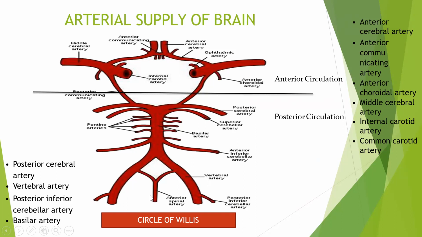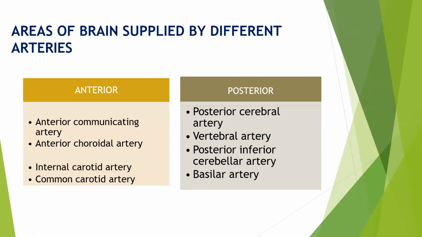The posterior cerebral artery, vertebral artery, and the posterior inferior cerebellar artery, basilar artery, all come under posterior circulation. These are the main important arteries for posterior circulation. Again, to repeat: main anterior circulation is internal carotid, anterior cerebral and middle cerebral. These two arteries are very important. So we have to write in the diagnosis ACA or MCA. In this, we have to write posterior cerebral artery.